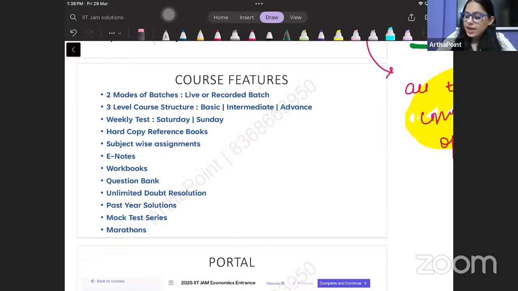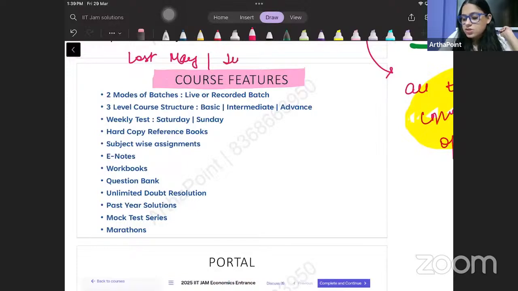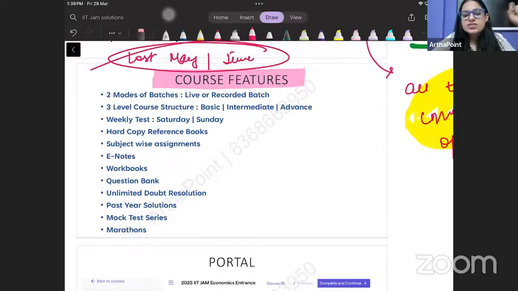Now let us talk about the course that Artha Point is going to start for 2025. So beta, the live classes will start towards the last week of May or the first week of June. And the reason is that we want you to first give your 4th semester papers very well, right? For most of the students, the 4th sem papers end towards the last week of May or the first week of June. Only after you have thoroughly done your 4th sem, and that's the right time to start the preparation, will we start the live classes.